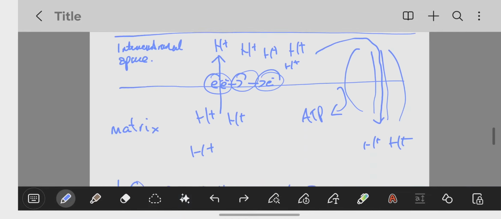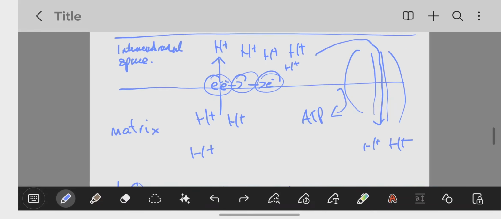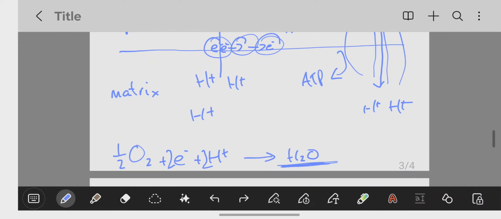And in the mitochondria, we have the matrix and intermembranal space, in which you have an ATP synthase molecule which allows facilitated diffusion of hydrogen ions, which produces ATP, and oxygen is the final acceptor at the end of the electron transport chain. Hence, it is known as the final electron acceptor, which produces H2O, and hence is called oxidative phosphorylation.